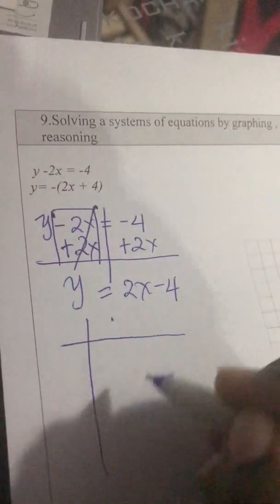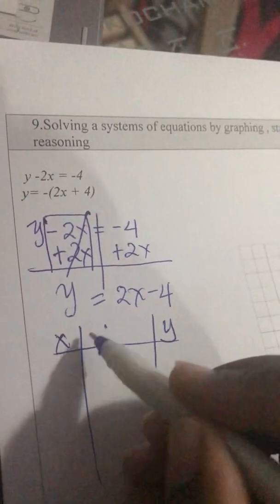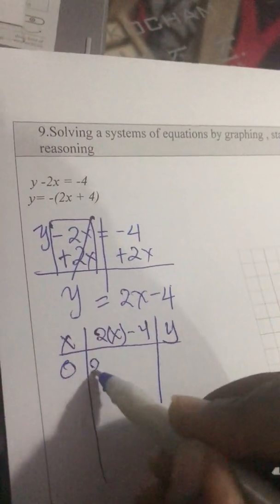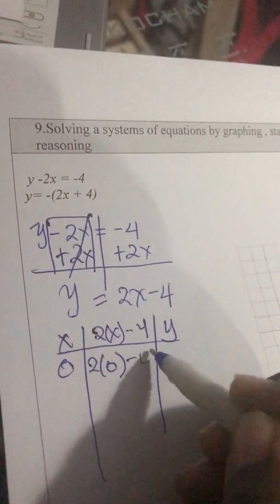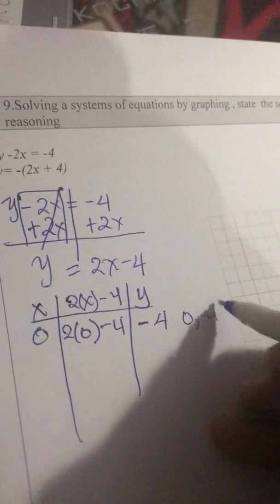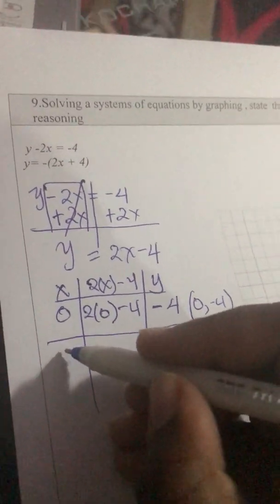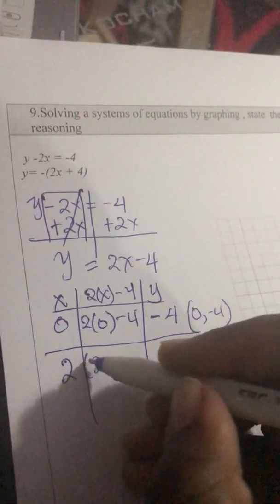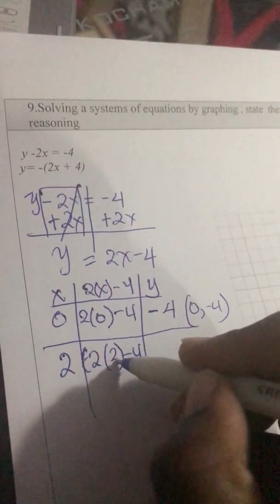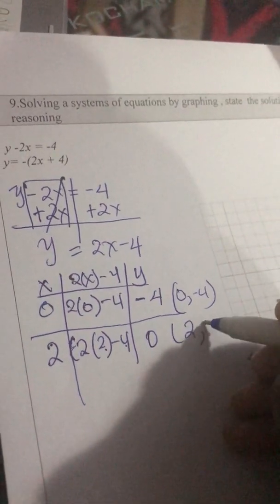Then x, y, and then 2 bracket x minus 4. When x is 0, 2 bracket 0 minus 4 is negative 4. So that's 0 comma negative 4. Then you can do when x is 2. 2 bracket 2 minus 4. 2 times 2 is 4. 4 minus 4 is 0. So that would be when x is 2, y is 0.